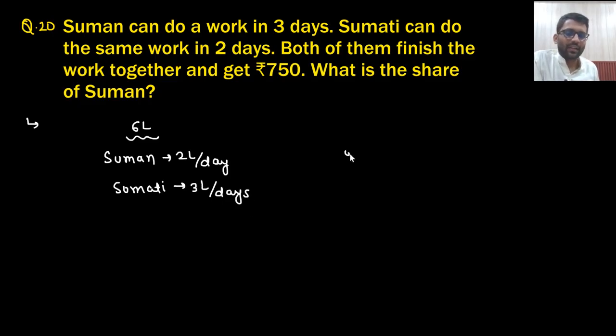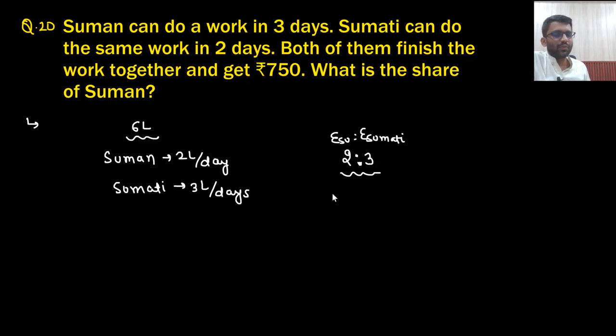So what is their efficiency? 2/3. Say yes or no? Their efficiency is 2/3. Efficiency of Suman with the efficiency of Sumati. So if Sumati is doing 3 work, Suman is doing only 2 work. They work together and get 750 rupees. What is the share of Suman? So how much Suman will get?